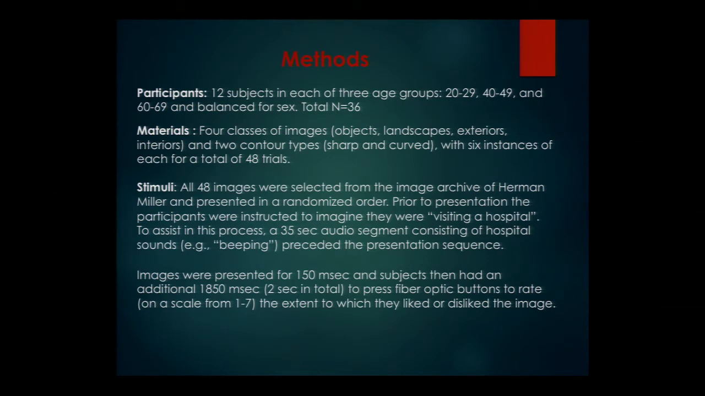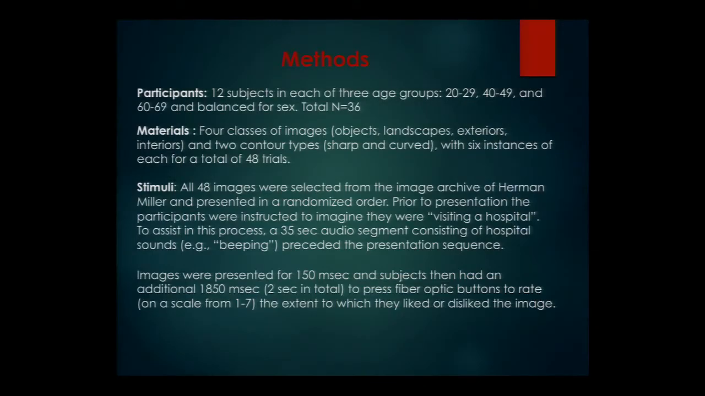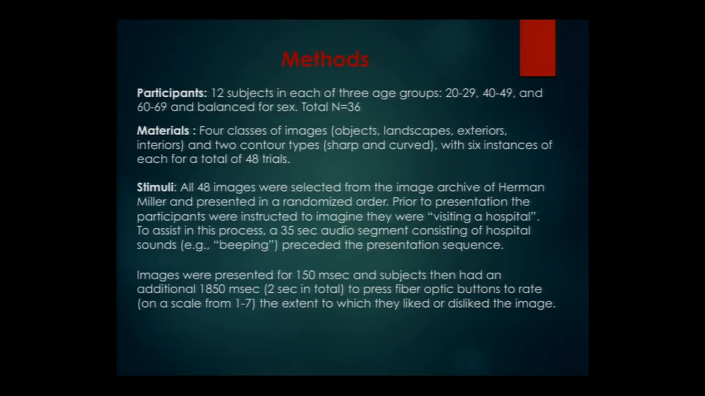Now, one of the things that happened was these 48 images were selected from the Herman Miller archive that we had access to and presented in a randomized order, which means any kind of shape could follow any kind of shape. People were simply asked to imagine they were in a hospital when they viewed this image and to sort of amplify that characteristic of imagining themselves being in a hospital. We had beeping sounds and surgical sounds and the kinds of things you hear going on in the context of a hospital or a healthcare setting while they're viewing these objects, while they're in the fMRI scanner.